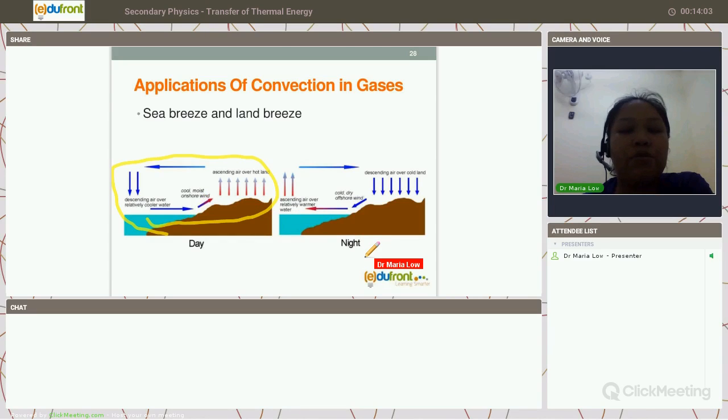And the opposite is true at night, because at night the land will cool down much faster than the sea, and the convection current will work in the same manner but in the opposite way as the daytime. So that is known as land breeze.